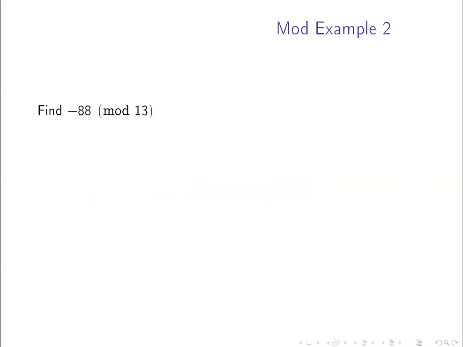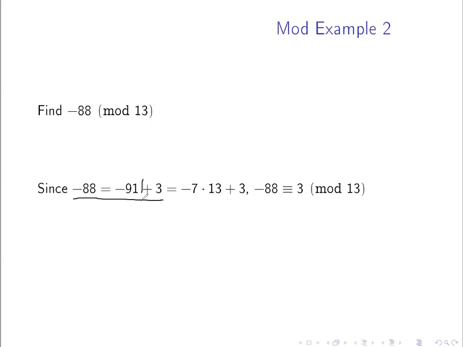All right, so with that in mind, can you find negative 88 mod 13? Go ahead and pause the video and try it yourself. All right, if you did it, a common thing that people do is they divide negative 88 by 13. However, the key thing is this is a negative. I actually said that negative 88 is equal to negative 91 plus 3 because we want a positive remainder. So I end up with 3 as my remainder. So negative 88 is 3 mod 13.